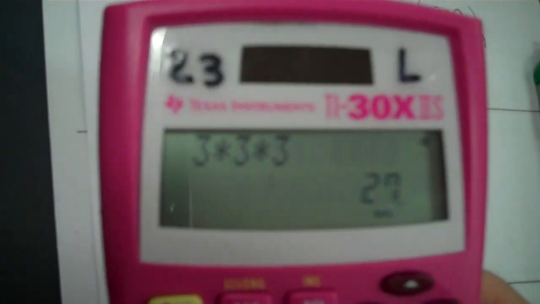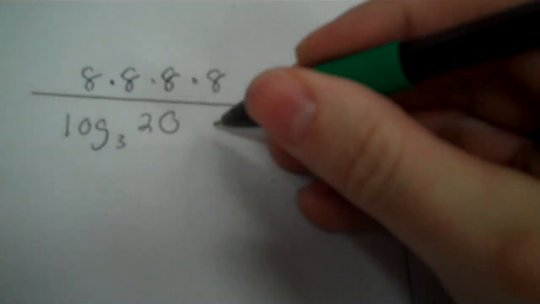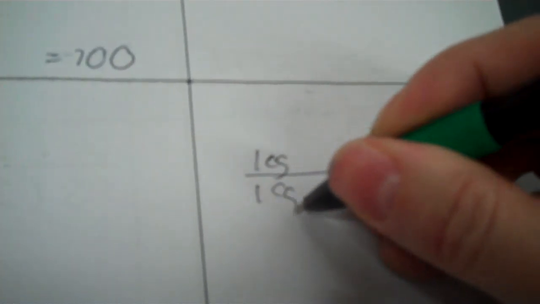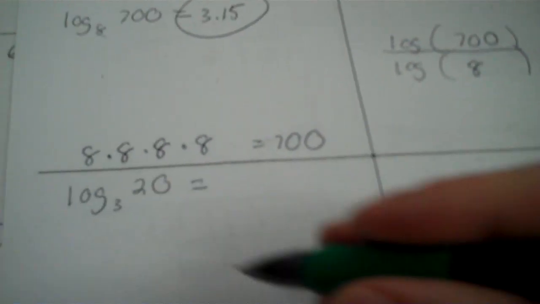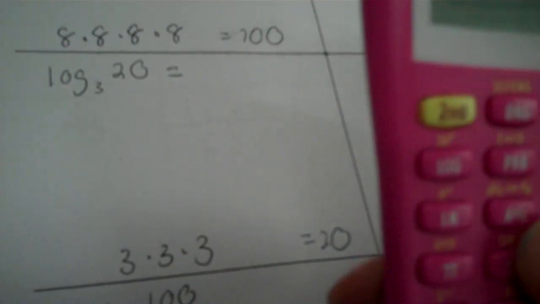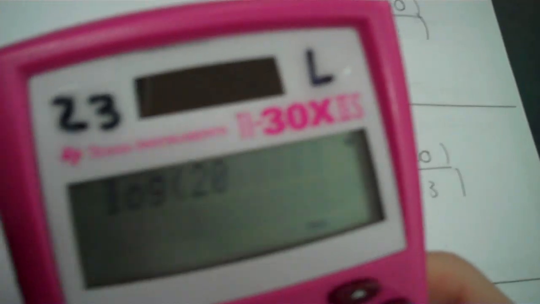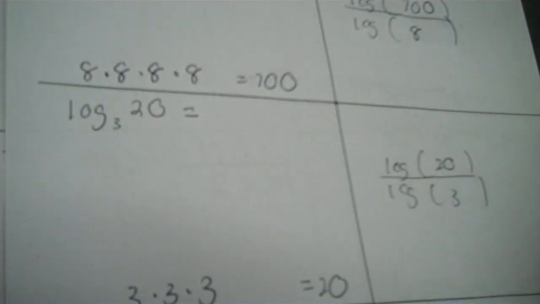Okay, so 3, trying to get to a product of 20. That's 9. And that's 27. Okay, so that's too high to be 20, so it's got to be somewhere a decimal between 2 and 3. So 3 on the bottom, 20 on top. 2.73.